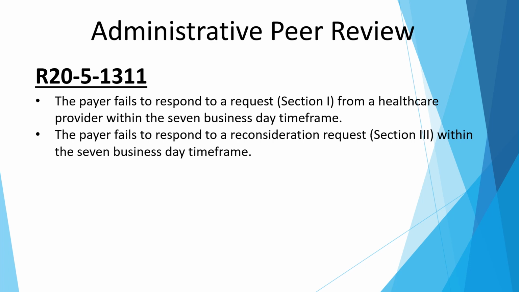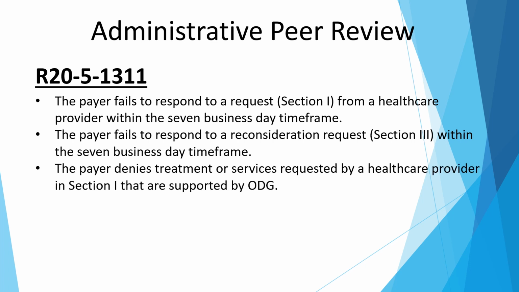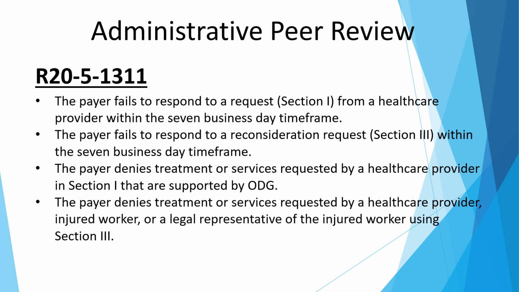If you fail to respond to a Section 3 reconsideration request within 7 business days, it can go on to an administrative peer review. If you deny treatment or services that are supported by ODG in a Section 1 request, that can automatically be sent on to peer review. Again, you need to have the reason or a medical or psychological opinion that rebuts the presumption, but even if you do, it can go to peer review. If you deny treatment or services requested by a healthcare provider or the injured worker in a Section 3 reconsideration request, it is eligible for peer review.